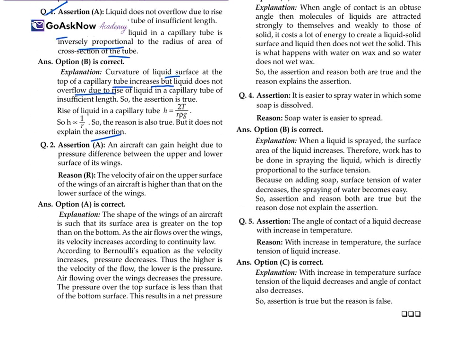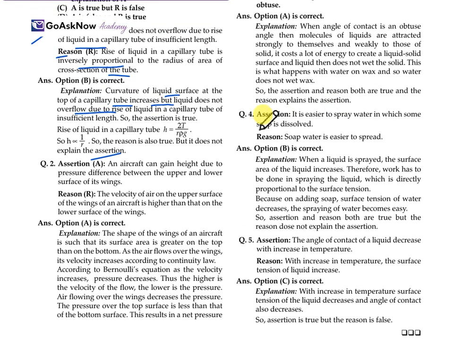Let's go ahead with one more. The assertion is that it is easier to spray water in which some soap is dissolved. The reason is that soap water is easier to spread. When the liquid is sprayed, the surface area of the liquid increases. Therefore, work has to be done in spraying the liquid, which is directly proportional to the surface tension. On adding soap, the surface tension of water decreases, so spraying of the water becomes easy. So the assertion and the reason are both true, but the reason does not explain the assertion.